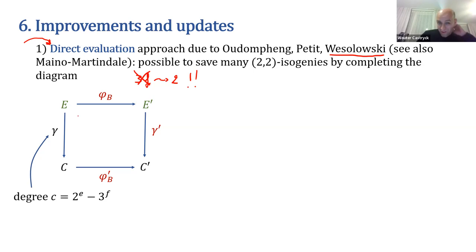And what do we mean by completing the diagram? Well, this gamma has a kernel. We just compute the image of this kernel under phi B, and we quotient out this image of the kernel. We get gamma prime. Yeah, and so you do the same here. So you have the kernel of phi B, so this is precisely Bob's secret group B. You take gamma of B, and this is the kernel of phi B prime. So if you want, this is the push-out of these two isogenies.